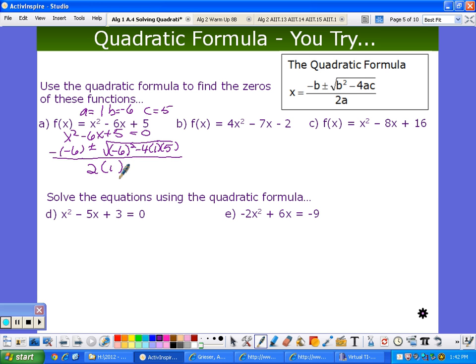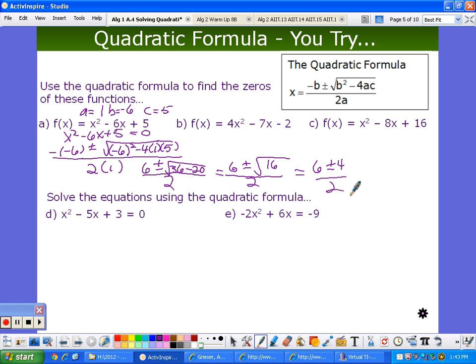Okay, so negative 6 is a 6, plus or minus the square root of, let's see, what's negative 6 quantity squared? Positive 36, minus 4 times 1 times 5, 20, right? All over 2 times 1. Alrighty, 6 plus or minus the square root of what's 36 minus 20? 16. Over 2. Oh, wait a second. Square root of 16, 4. I can do that. That's 6 plus or minus 4 over 2.